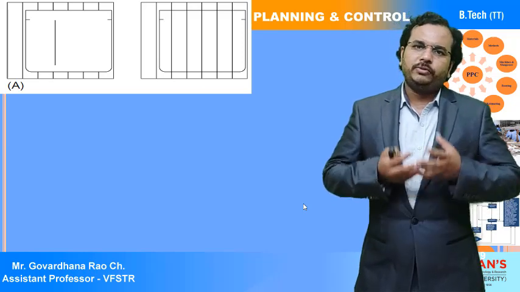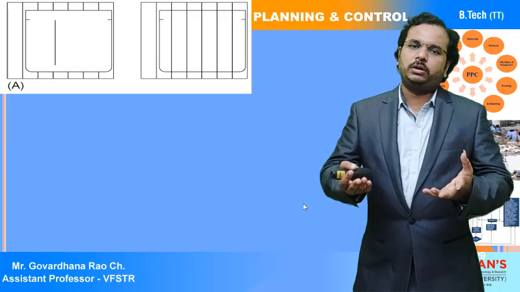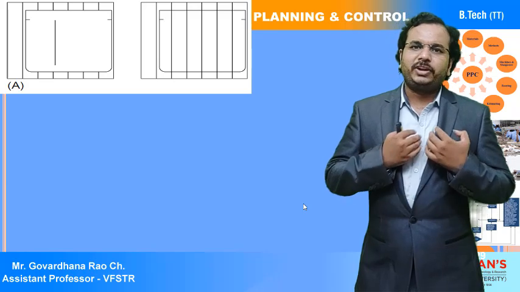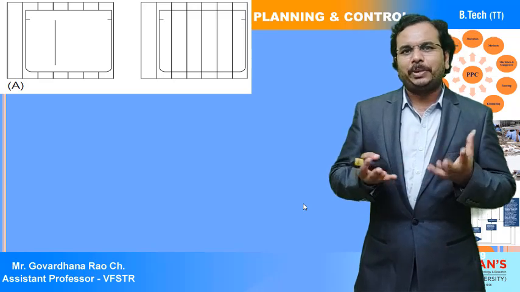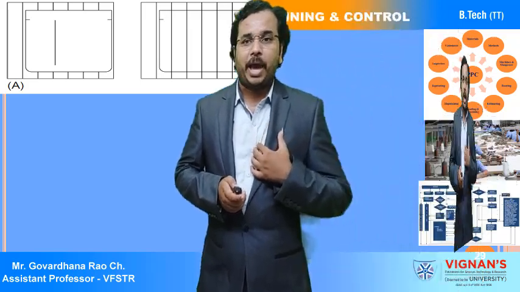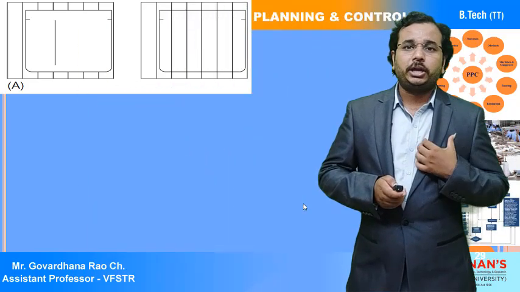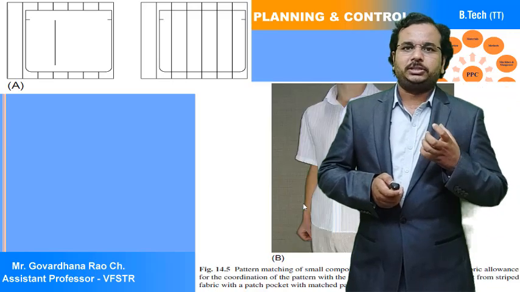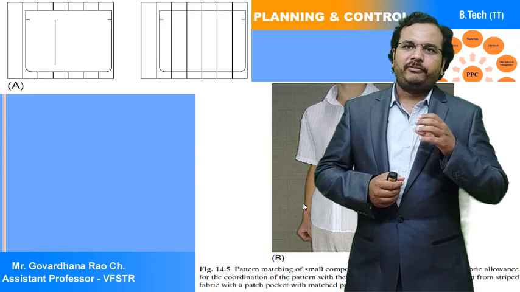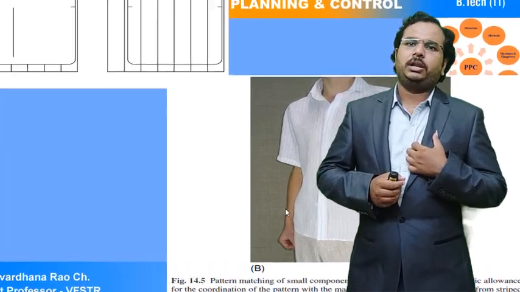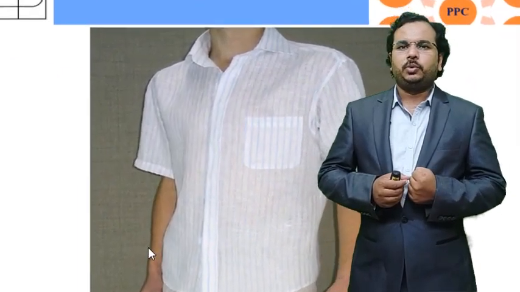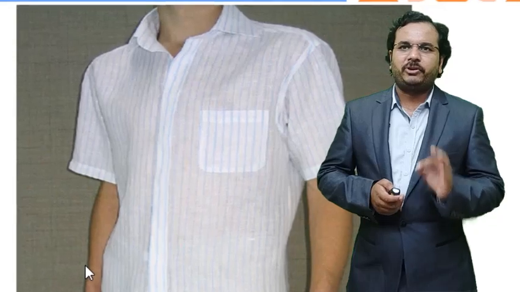Then only, if you look at the garment from far or from nearby, if it is not matched, the appearance of the garment is going to be spoiled. So that is why the front panel of the garment and the pocket of the garment should be matched. As I have shown in this image, you can observe that the front body panel and the pocket stripes are matched perfectly.